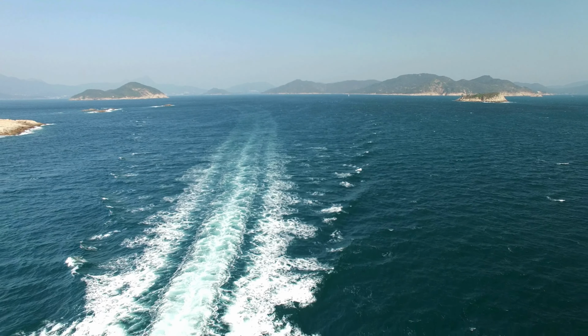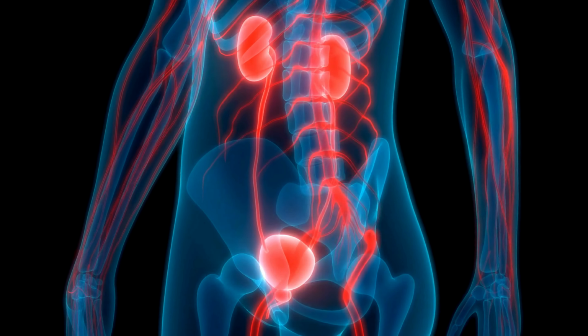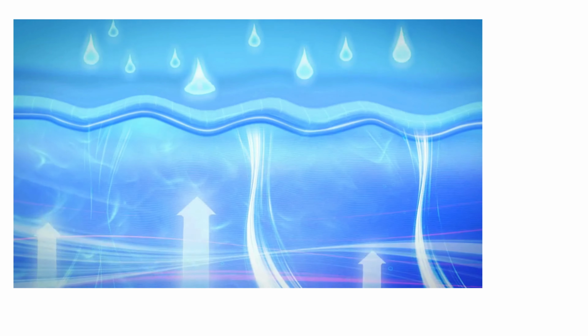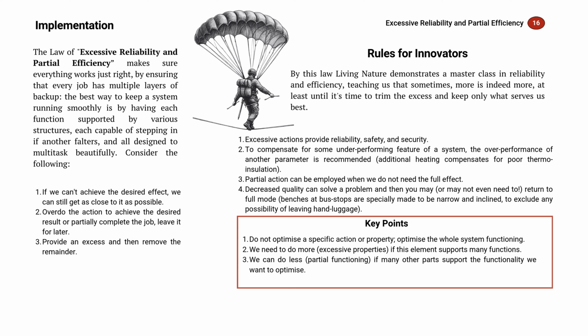And it's not just skin. In biology, every function is backed by multiple systems at every level: muscular, nervous, structural. A dolphin's glide involves its entire body, right down to the cellular level. That brings us to another major principle. Law 16, excessive reliability and partial efficiency. That says maximum reliability happens when every function is supported at all system levels by multiple components, and each part performs many functions. So what's the bottom line?